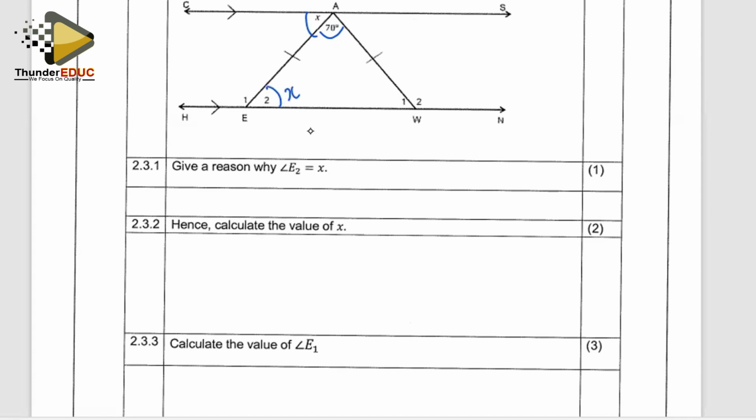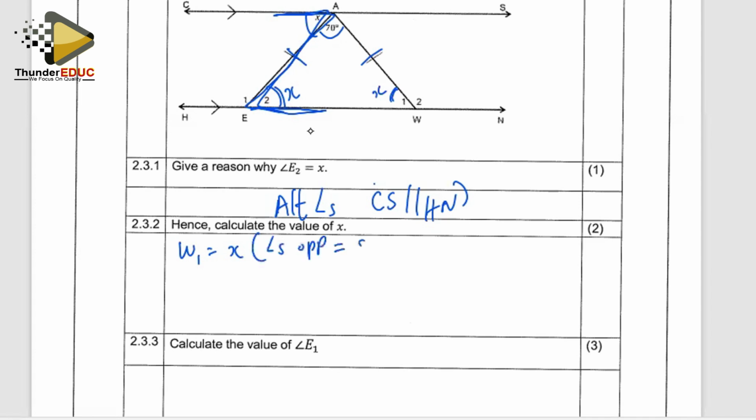So for as long as we have the parallel lines, we can see that those two angles are forming what we call a Z, okay? So the reason is going to be those are alternate angles because CS is parallel to HN. So that is the reason that we must give. Then hence calculate the value of X. So one thing we know is that W1 is also going to be X because now this triangle AEW is isosceles. So if this side is equal to that side, which means this angle must also be equal to that angle. So it's going to be angles that are opposite equal sides.